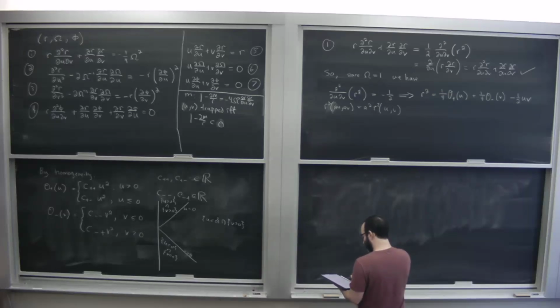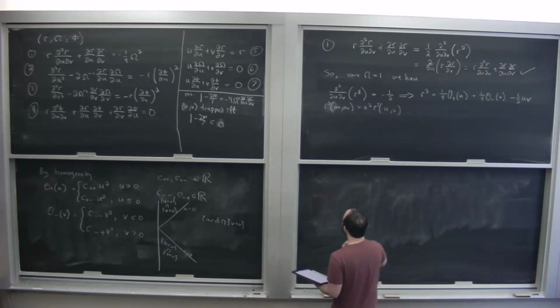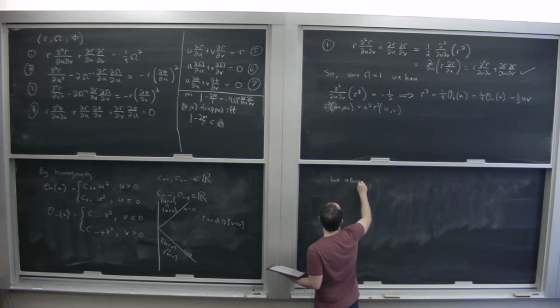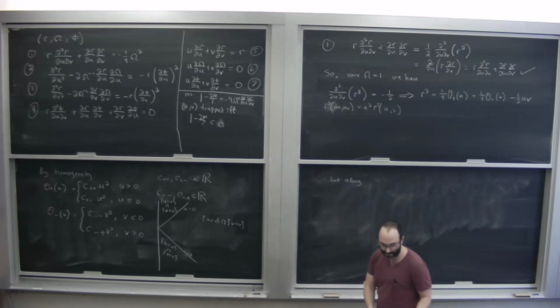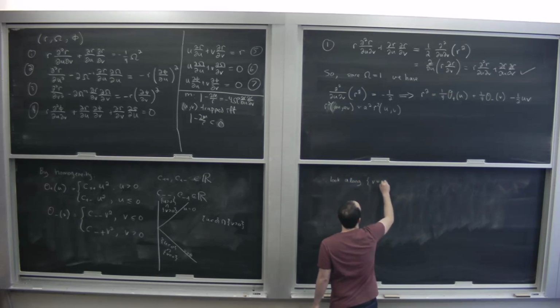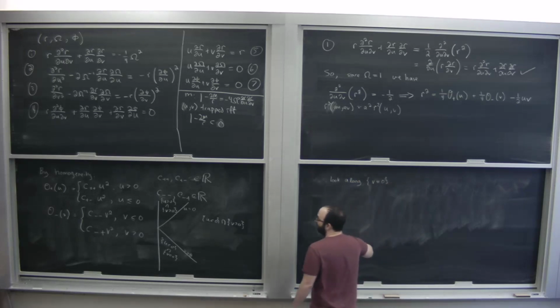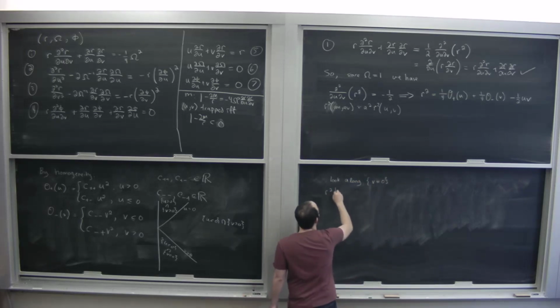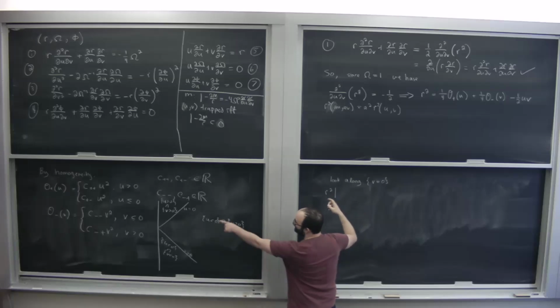For example, let's look at v equals 0. So here's the first thing that we're going to do. Let's look along v equals 0. All right, so in this case, we have r squared.